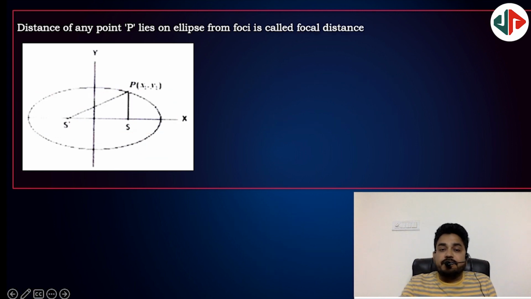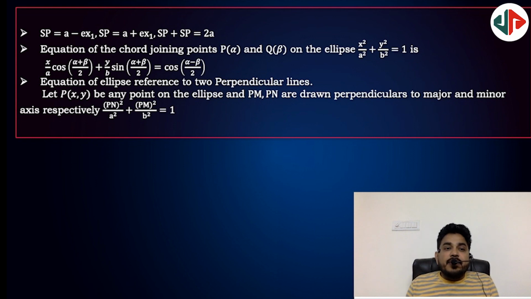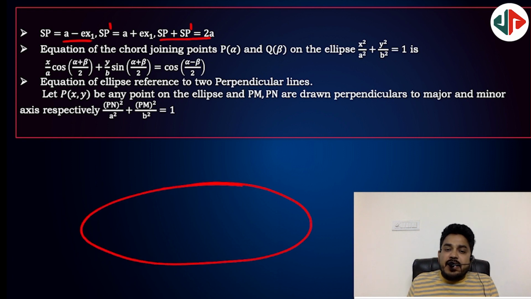This is one of the ways of expressing the definition of the ellipse. So here SP is equal to A minus EX1, SP prime is equal to this one, SP plus SP prime is equal to 2A. Now if this is the ellipse, any point on this one P alpha, what is the meaning of this one? A cos alpha, B sin alpha. And there is another point A cos beta, B sin beta.